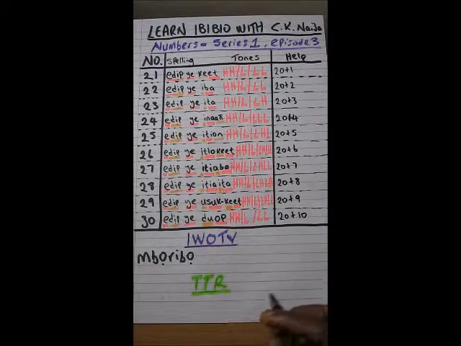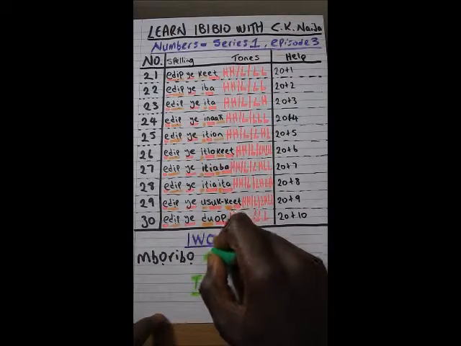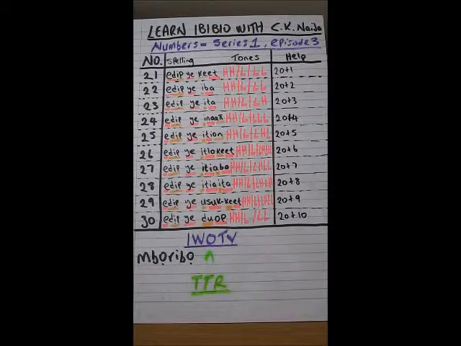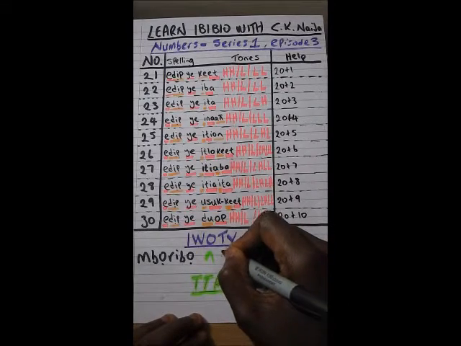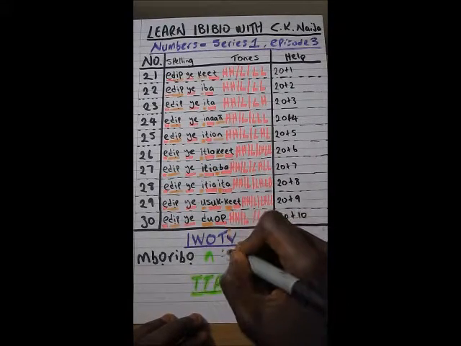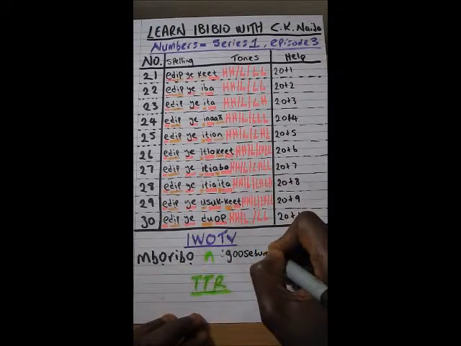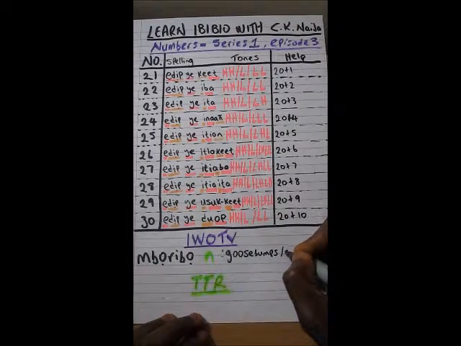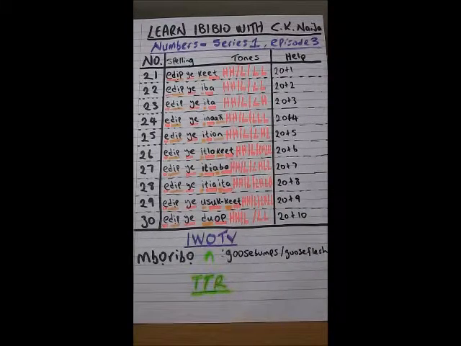So mboribo, right? This is a noun, and it means goosebumps, or goose flesh, depending on which word you use.